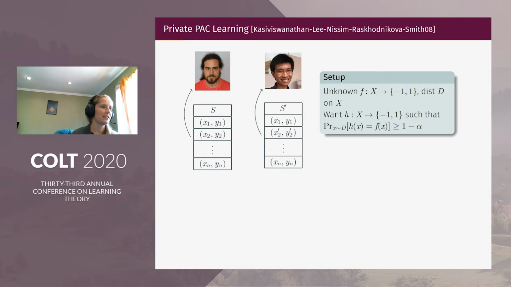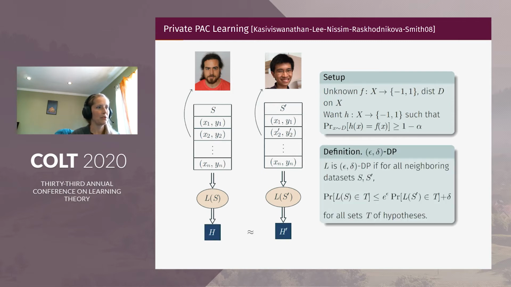And we want it to be the case that the distributions over hypotheses output by our algorithm on these neighboring samples will be close. More specifically, we'll say that our learning algorithm is epsilon-delta differentially private if for all neighboring data sets, the probability of seeing a particular hypothesis in one run is no more than e to the epsilon times the probability of seeing it in the parallel run, allowing some probability delta of privacy failure.